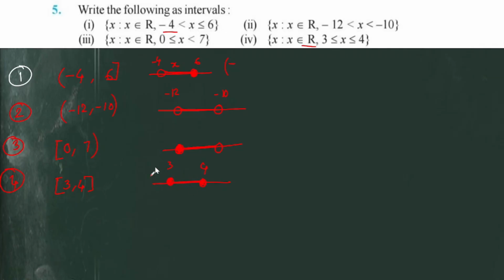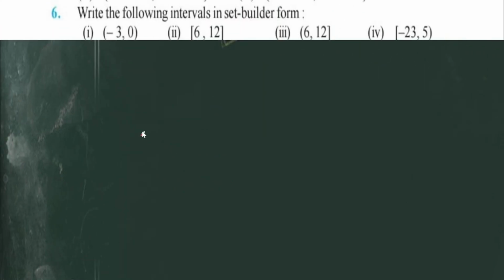I hope you understand these questions. Next, write the following intervals in the set builder form. Set builder form we will discuss. So interval form you are given. Take a set of y, y a real number. It lies between -3 less than y less than 0. So this is a set.